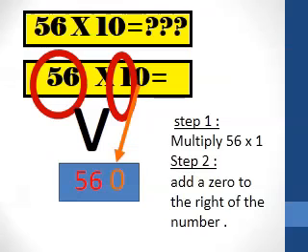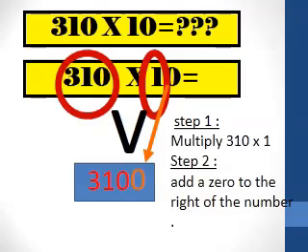And now, after watching the video, we are going to solve more exercises. So if you look at this one, we have 56 times 10. So the first step is to multiply 56 by 1, as you can see, so it's 56. And then you put the 0 to the right. So add a 0 to the right of the number. Only one 0 because I'm multiplying only by 10.